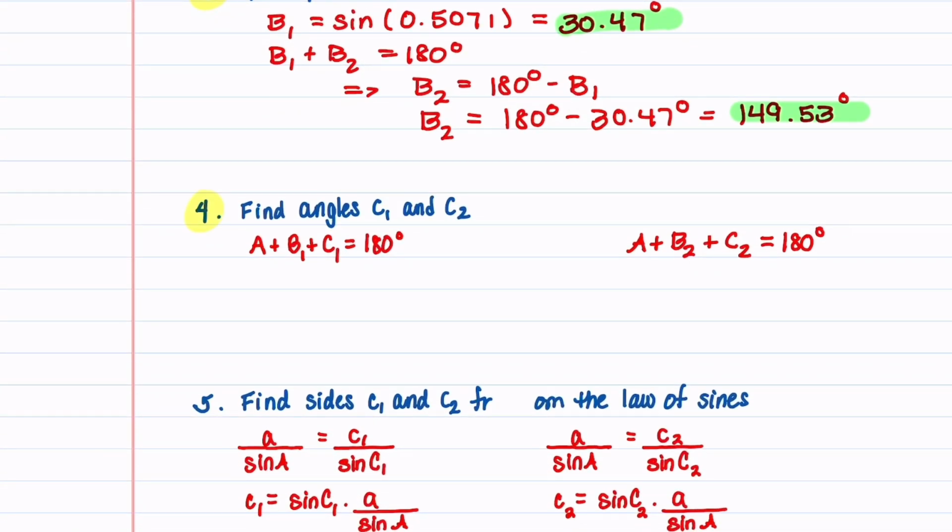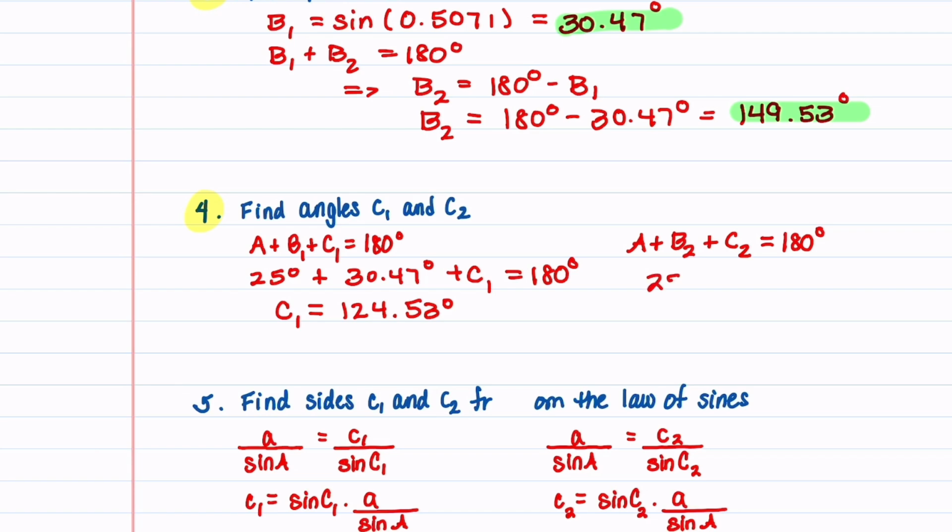We're now going to find our angles C1 and C2. A is 25 degrees. Our B1 is 30.47 degrees, plus C1, and that's 180 degrees. When we add that all up, we find that C1 is equal to 124.53 degrees.